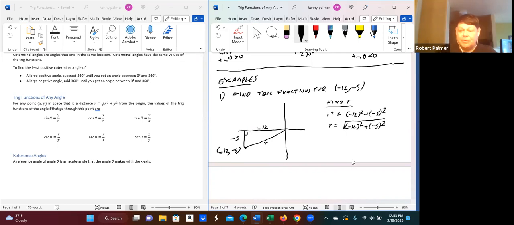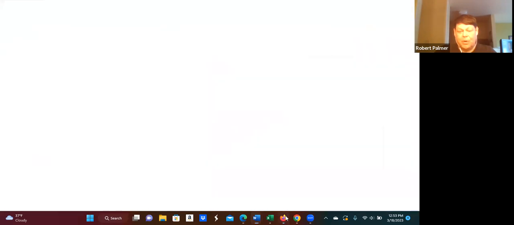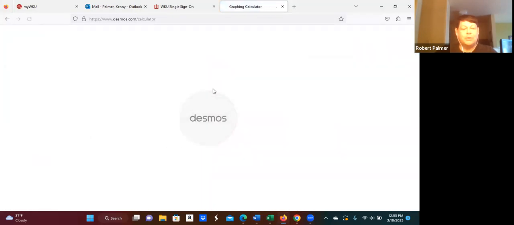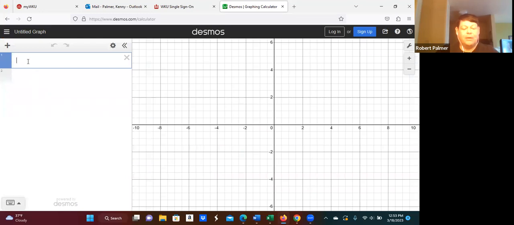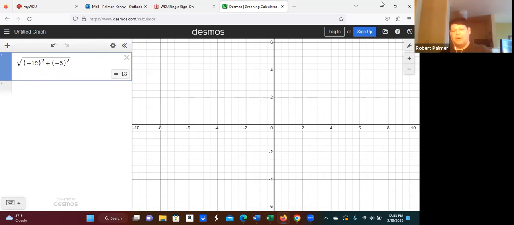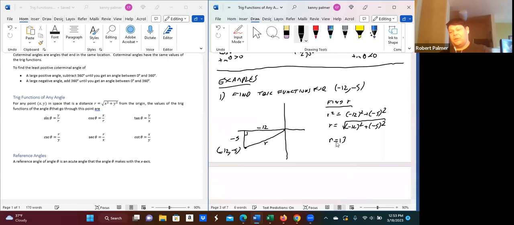Let's go to Desmos and do that. That's the easiest way to do it, or your graphing calculator. To get a square root, one way is just to type SQRT. Then make sure you use parentheses because we're squaring the negative as well. So -12 squared, plus -5 squared. That comes out to be a nice number, 13. Works out really well. So r is equal to 13.